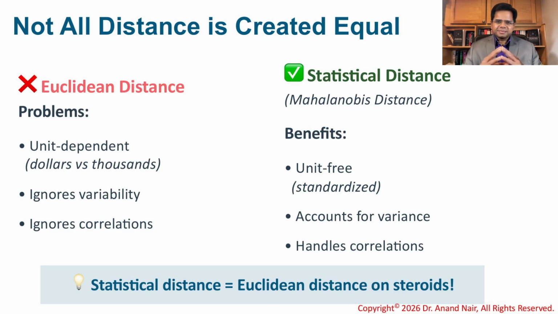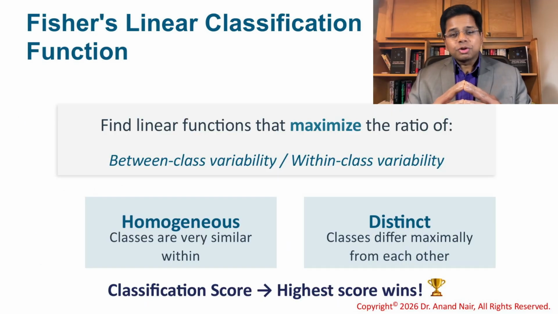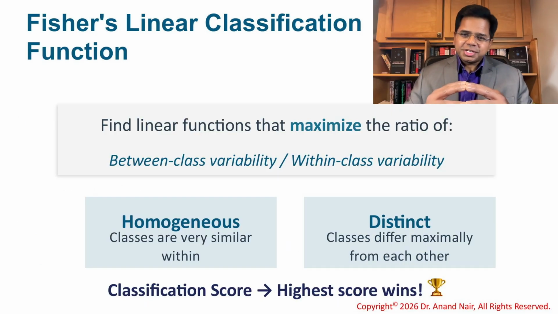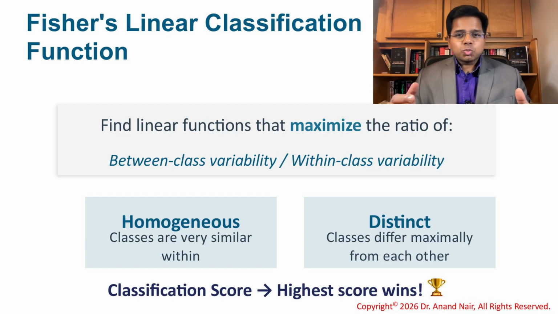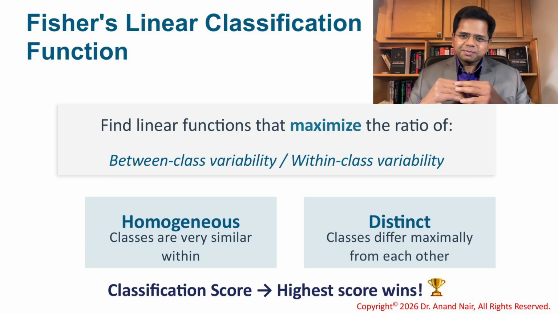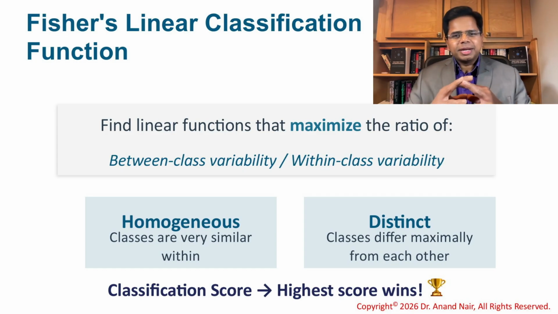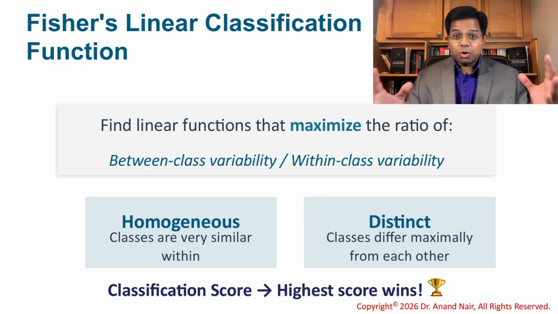Enter statistical distance, or Mahalanobis distance, for those who like to impress at parties. This bad boy fixes all 3 problems. It standardizes everything, accounts for spread, and handles correlations. It's basically Euclidean distance that went to grad school. Meet R.A. Fisher, the rockstar statistician from 1936. While everyone else was worried about the Great Depression, Fisher was out here revolutionizing classification. His big idea? Find a way to make groups as internally consistent as possible while making them as different from each other as possible.